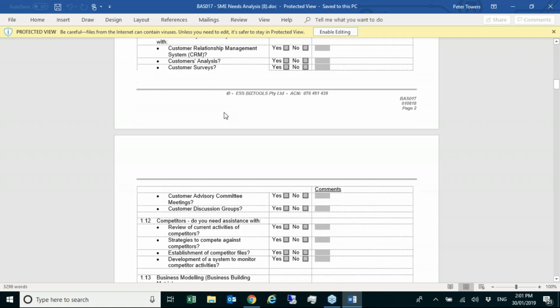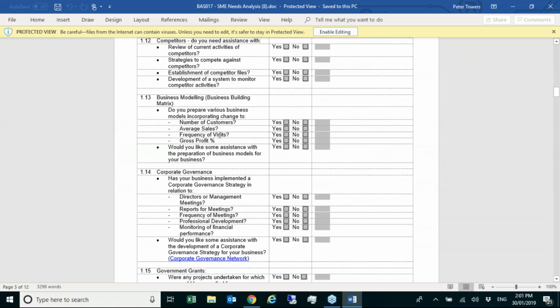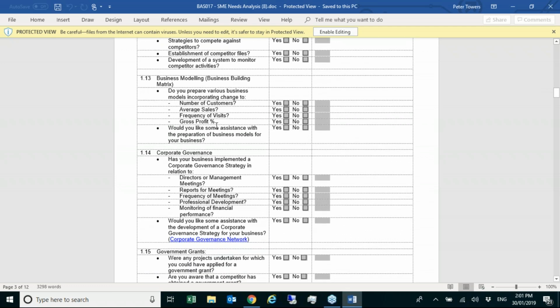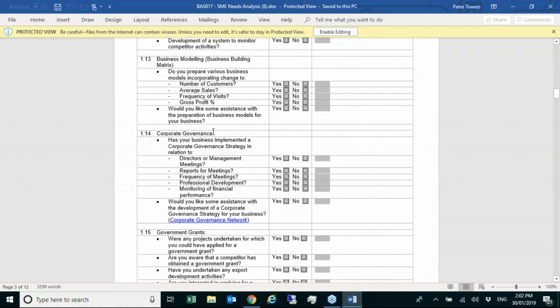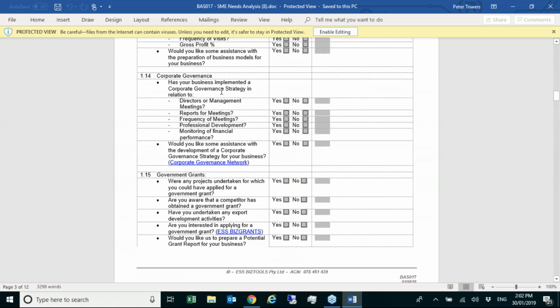Customers, have they got a CRM? Is it working for them? What do they know about their competitors? Do they need some modeling done? You know, number of customers, frequency, tinkering with the gross profit percentage, what will that do to them? Do they need more training on corporate governance?